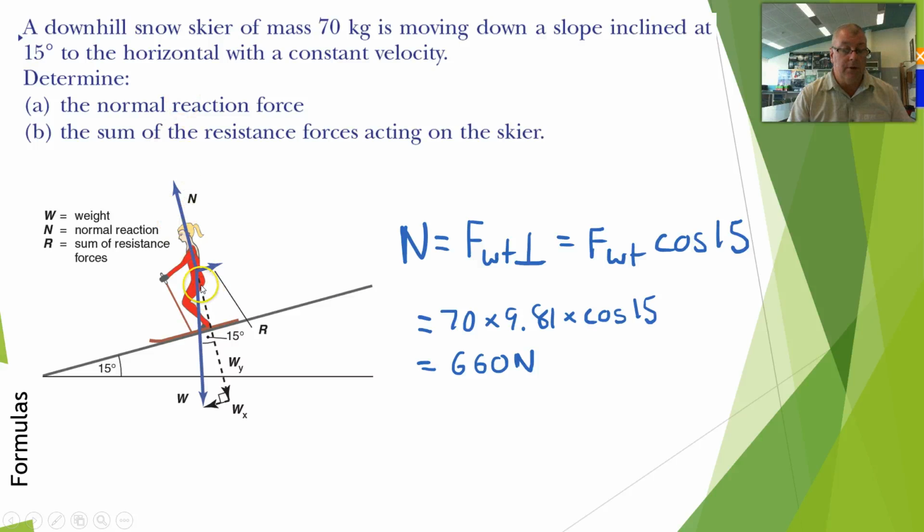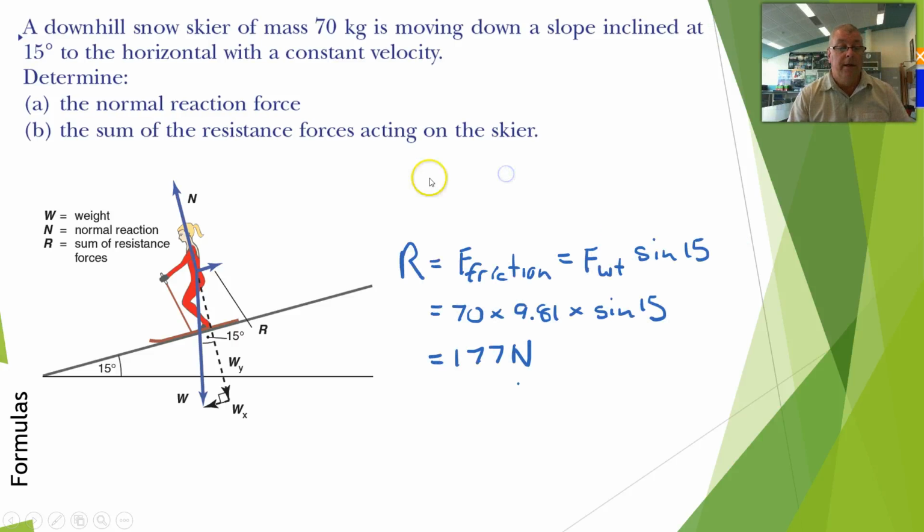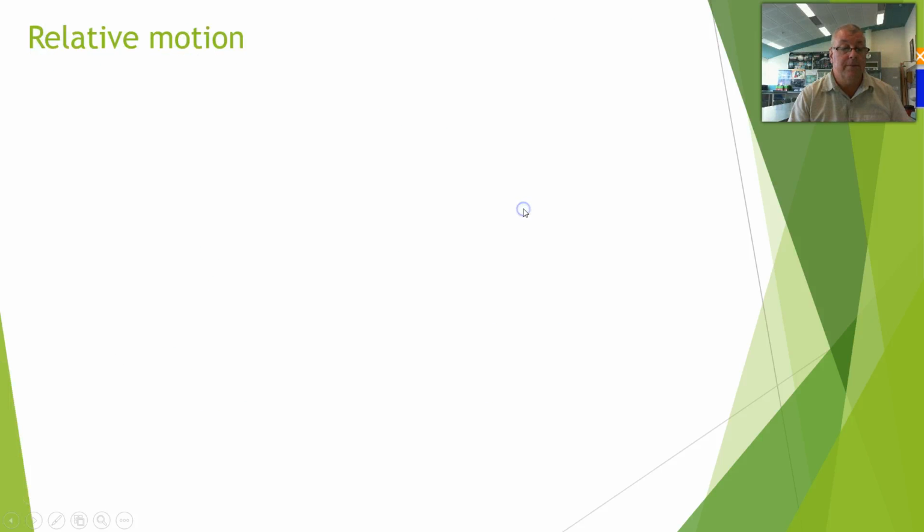The normal force here. So you're actually working out this component first, and then saying, well, this is a reaction to that weight force, and therefore it's equal but opposite, and that's why it's 660 newtons. Then the sum of the resistance forces is working out this vector, which is in response to the weight force. So that's a reaction force. And so if you work out this component, you work out that component. And that's what, 177 newtons.